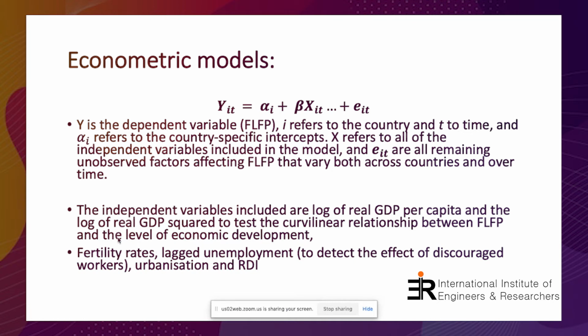We also use certain control variables: fertility rates and unemployment. We use lagged unemployment to detect the effect of discouraged workers. We also use urbanization and the religious diversity index.